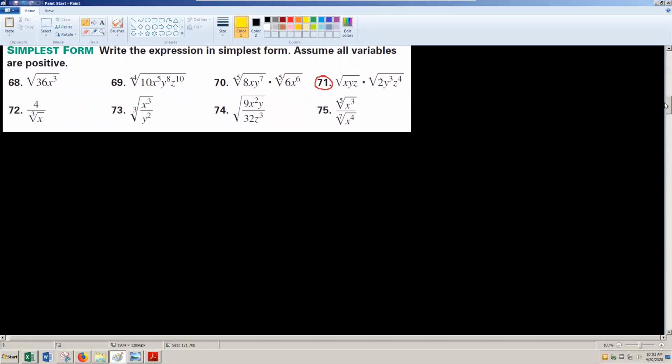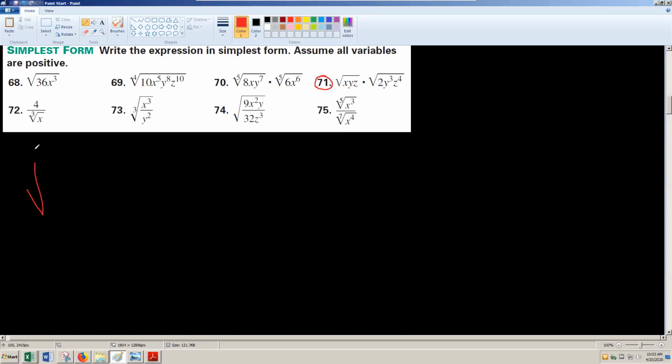Perfect. Let's look at 71 here. So here we just want to write this thing in simplest form, assume all the variables are positive. So basically just don't worry about the variables giving you any trouble. As I look at this thing, I have a square root times a square root. If I have a square root times a square root, I'm going to multiply the things underneath. So I'm going to do that as my first step.